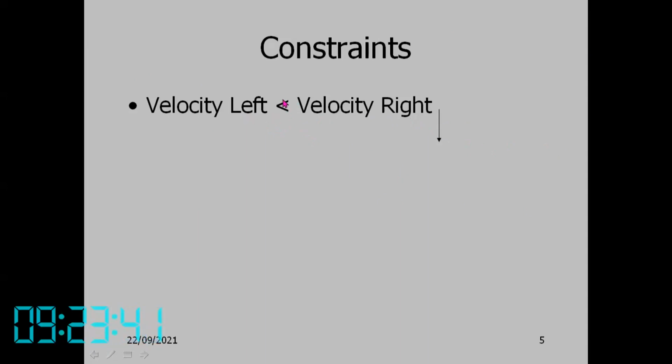So this should be interpreted as: the velocity of the left should not be less than the velocity of the right. I think I should put it as greater, the velocity of the left should be greater than the velocity of the right ball. It depends on how you read the sentence.